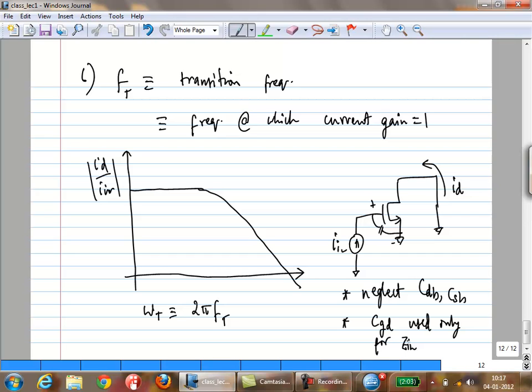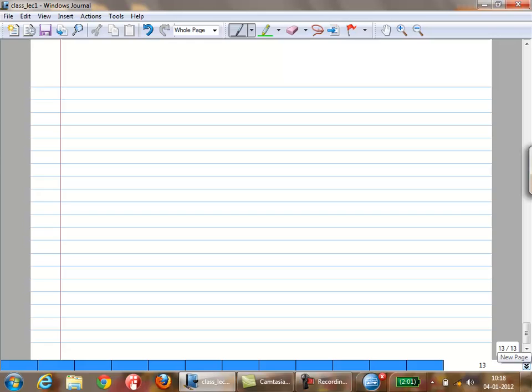The other assumption you're going to make is that your gate-drain capacitance, which would normally matter because it's actually going from the input to the output, only makes a difference for your input impedance. What is this? You can quickly analyze this and show that it's just Gm over omega times CGS plus CGD. CGD, you're going to assume it only affects the input impedance.